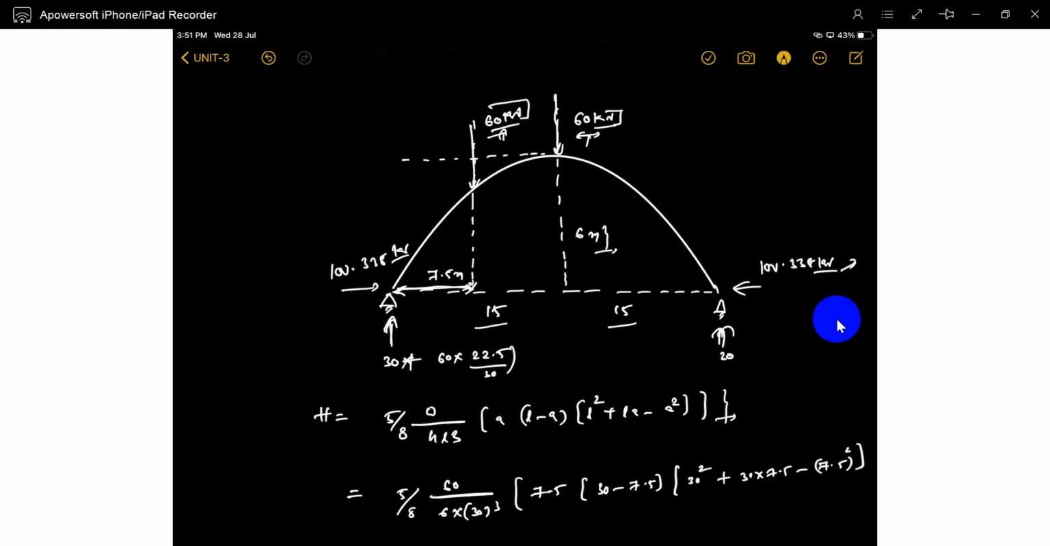22.5 divided by 30, you will get... For this part, 60 multiplied by 7.5 divided by 30, you will get like this. You already know it. For this 60, exactly acting at the center, this 30, this 30. Distance is inversely proportional. This is exactly closer to support A. That's why it will come 22.5.